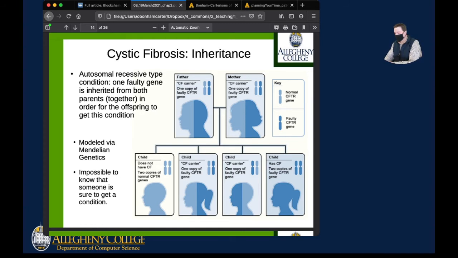On the other hand, another fourth of the time the child receives two copies of the broken gene from the parents. That means the child on the far right here is receiving two bad copies from the mother and the father. I think this is a recessive gene, an autosomal recessive type of condition. One faulty gene is inherited from both. So the parents are giving their recessive bad copy to a fourth of their children. Now, this doesn't always happen. If you have four children, it doesn't necessarily mean that one child is this and the next child is the other way.